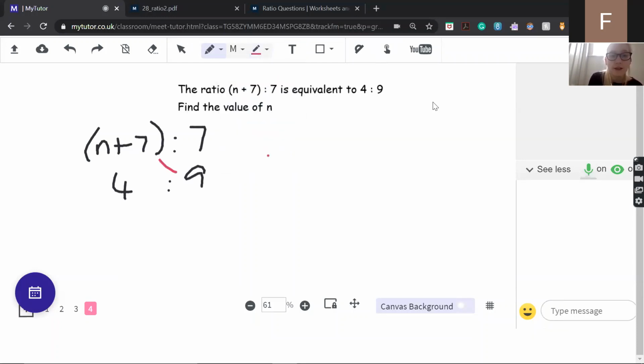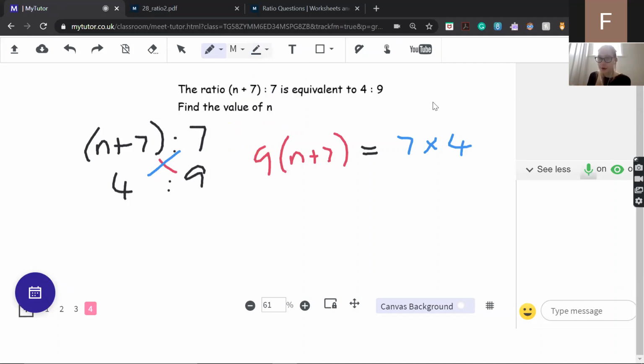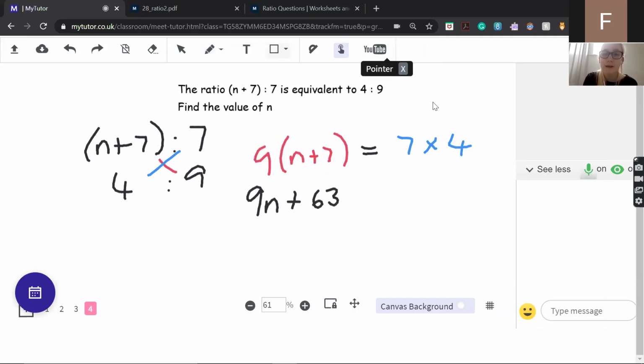So 9 lots of n plus 7 is equal to this. So 7 times 4. And then we're just going to solve this like an algebra equation, which is exactly what it is. We'll expand out the brackets here. 9n plus 63. I've just done 9 times n and 9 times 7. That's just how we expand out brackets. Is equal to 28. That's what 7 times 4 is.